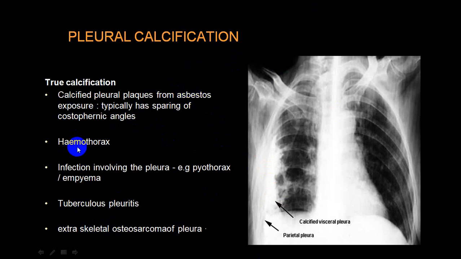And if a hemothorax heals, it can get calcified. Or pyothorax, when it heals, it can get calcified. That is, we call pyothorax or empyema. That can also get calcified. And very rarely, extraskeletal osteosarcoma of the pleura can also produce calcification. But the most common, first is tuberculosis, second common asbestosis, then comes calcification in a healing process in a hemothorax and in case of empyema.